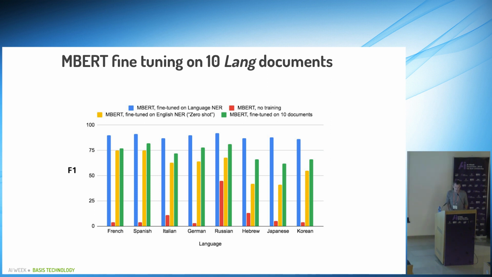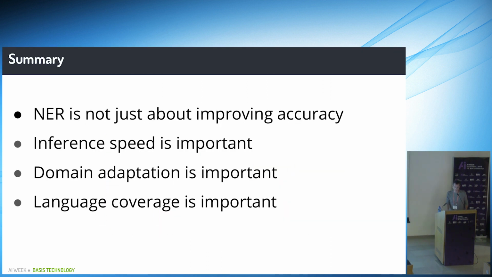So let me conclude this session and leave you with this. Named entity recognition is not just about improving accuracy. It's also about maintaining reasonable inference time. It's also about domain adaptation, which we haven't covered here. And it's also about increasing language coverage. I mean, there is a surge in demand for new languages all the time. We get them all the time. And we need to find better ways to do that. So thank you so much for listening.